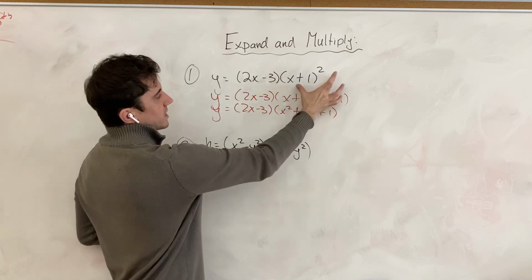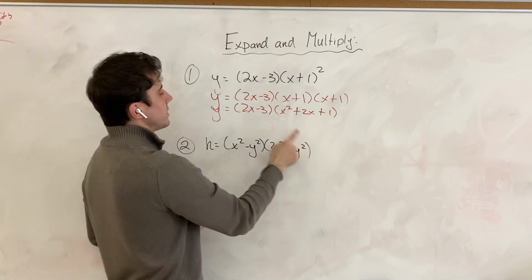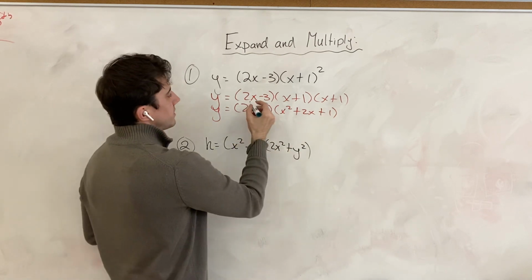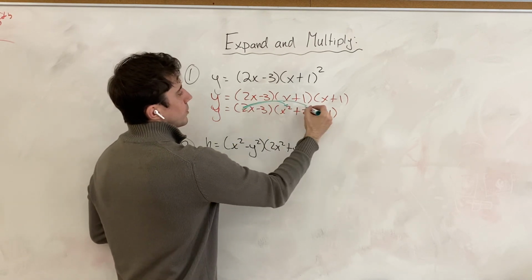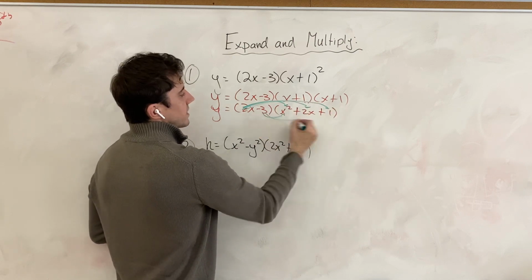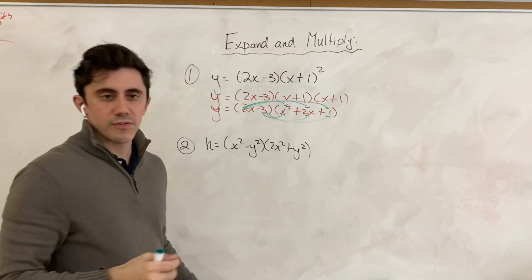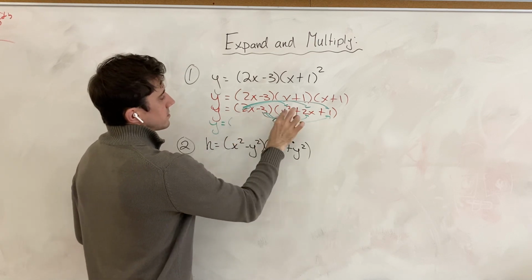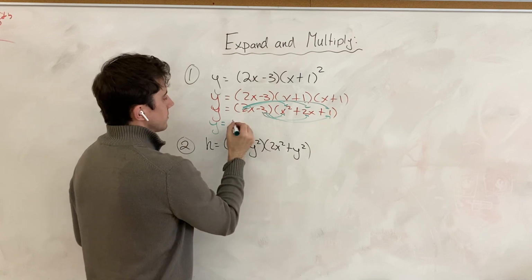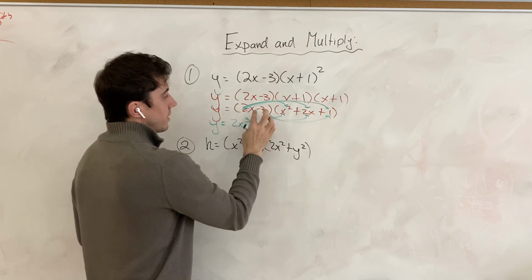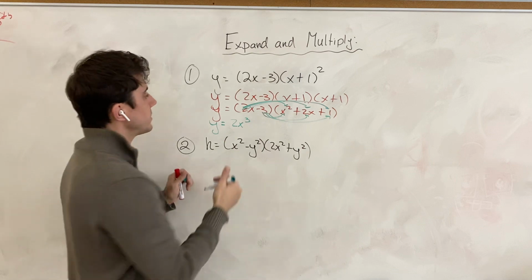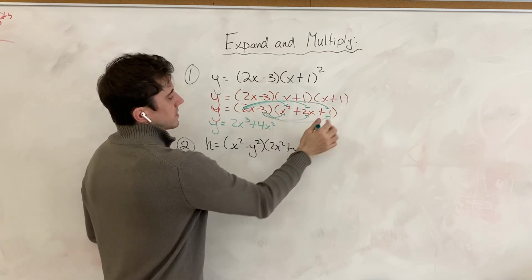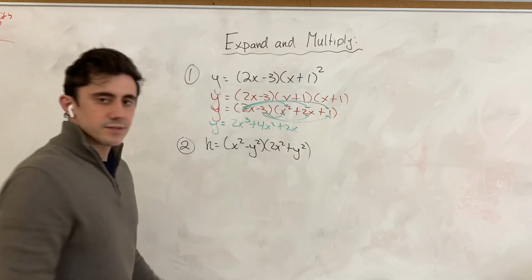Now, we've expanded (x + 1) squared into this trinomial, and so we have a binomial times a trinomial. So we know the rule, right? Every term in the first bracket multiplies every term in the second bracket, and then we'll go about simplifying it down. So we get y is equal to 2x times x squared, which is 2x cubed, right? x times x squared, x to the power of 3. Then 2x times 2x means plus 4x squared, and 2x times 1 provides plus 2x, right?